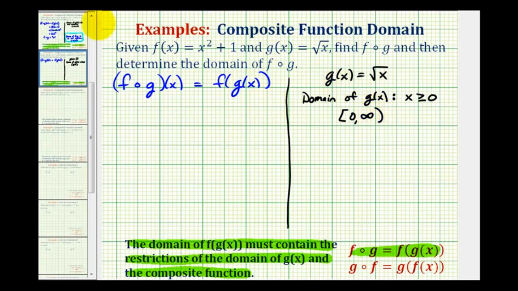of our composite function. Now let's go back over here and find our composite function and see if we have any more restrictions. And again, since g of x is equal to the square root of x, we can write this as f of the square root of x. And now the square root of x will be the input into function f.